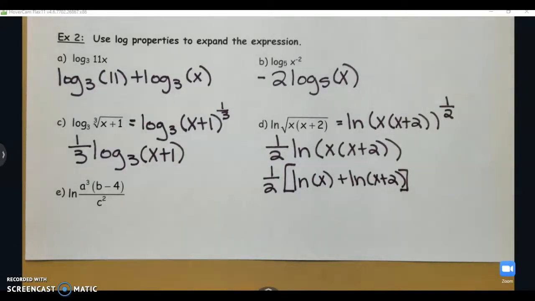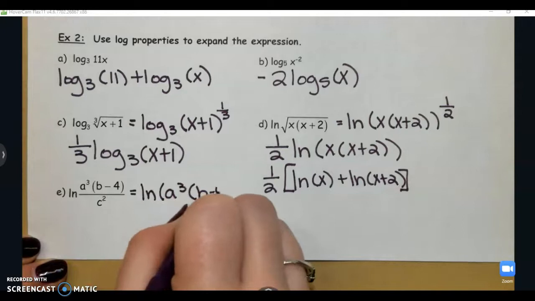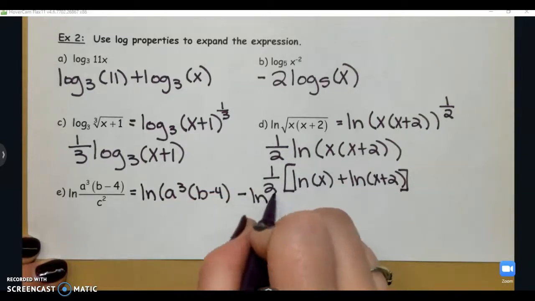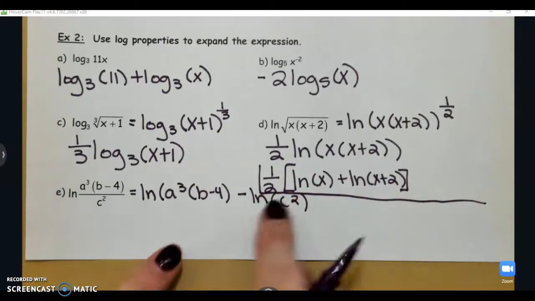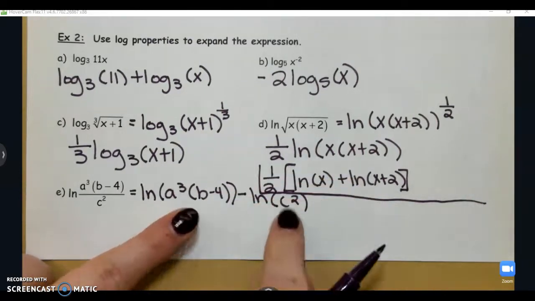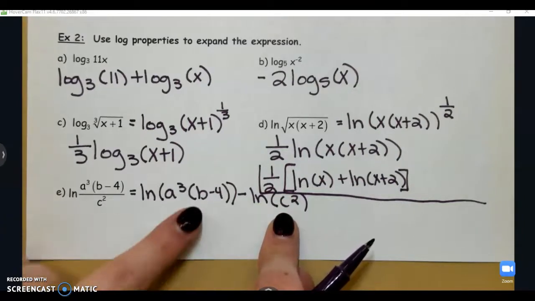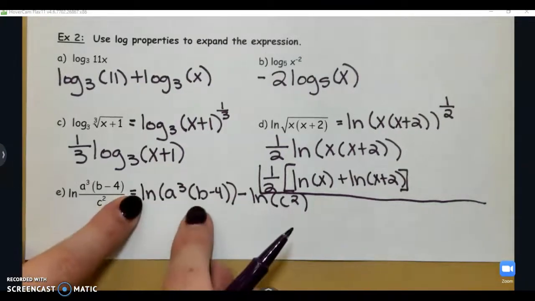Now, E is actually going to be the longest one we do on this page, and there are several things going on here that we're wanting to expand. So the first thing I'm going to take care of is undoing the division property we have going on. I've got my numerator divided by denominator, so I'm going to rewrite that as natural log of a cubed times b minus 4 minus natural log of c squared. And I'm just going to draw a little line to separate D from E. So this is me undoing that division, missing a parentheses there. So I have expanded out that fraction into subtraction. That's our division property.